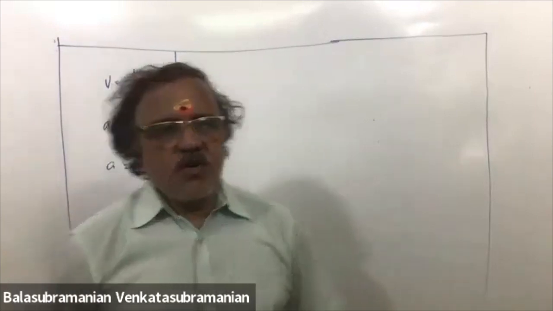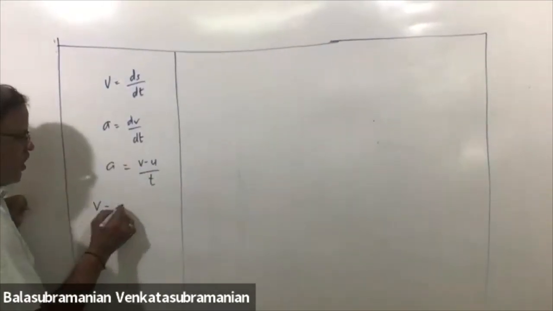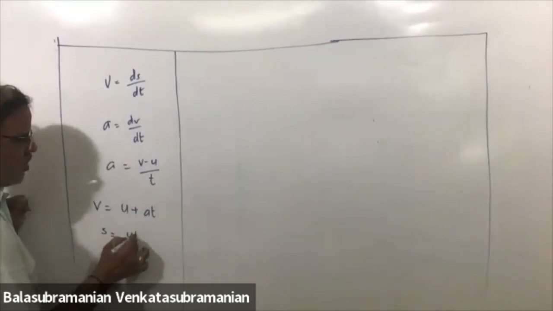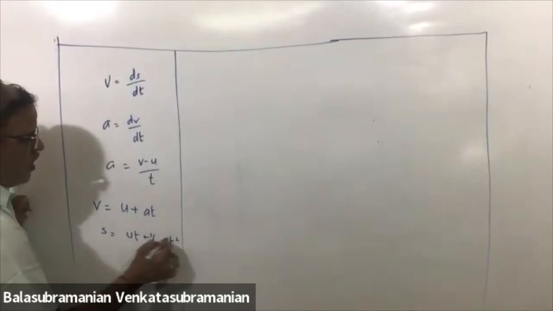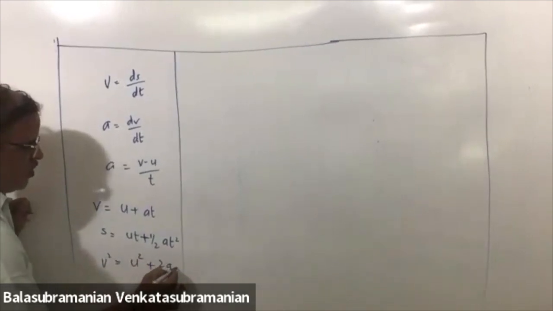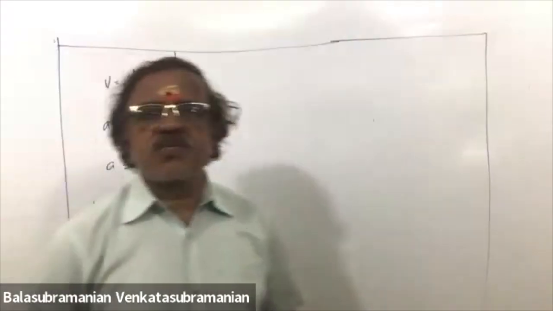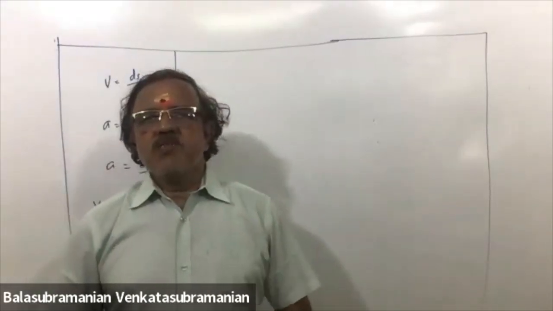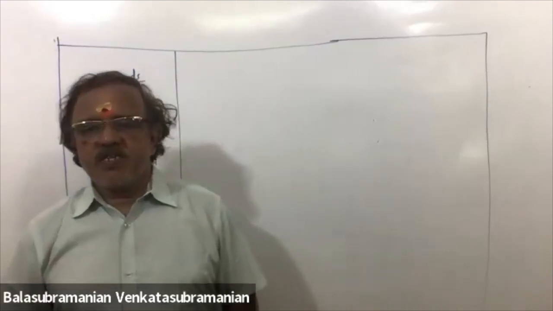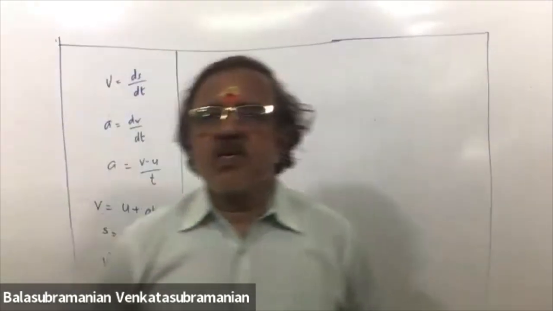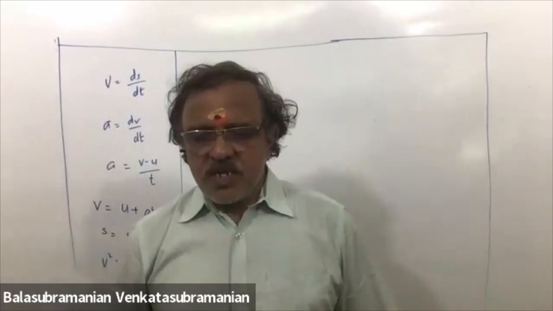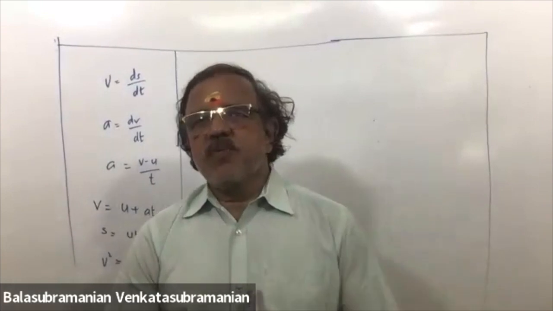Three equations of motion you know. V is equal to U plus AT. S is equal to UT plus half AT square. V square is equal to U square plus 2AS. So these are the three equations. Keep this in mind. We'll go to the problems.